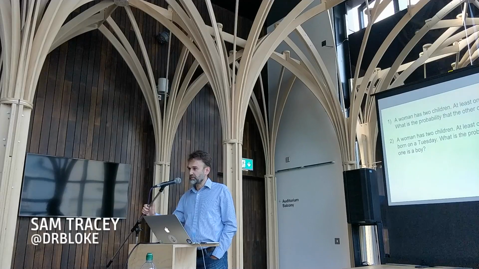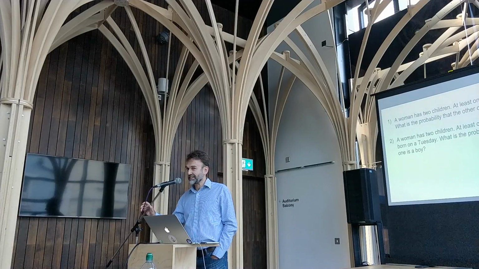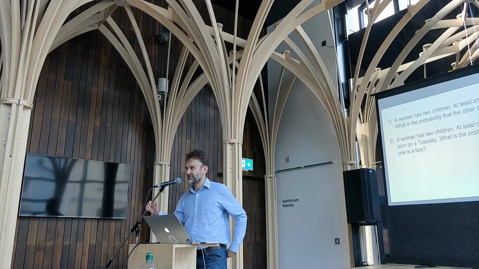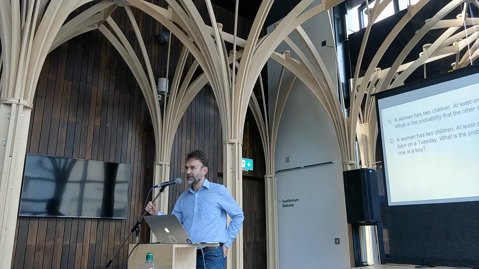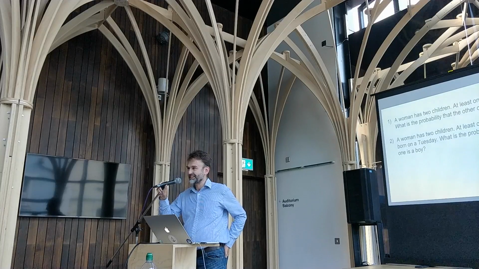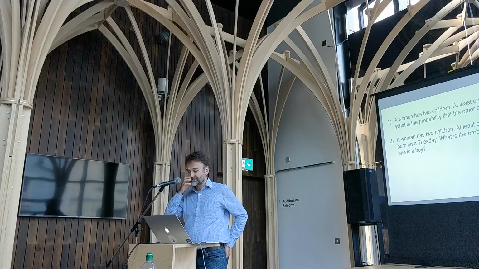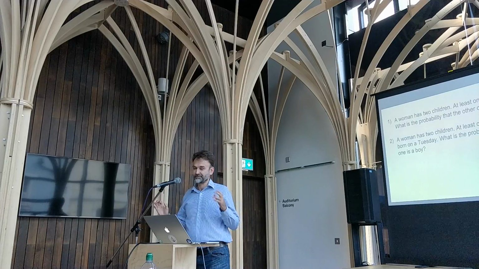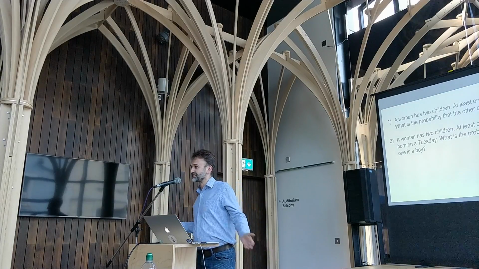I came across this problem quite recently, and I had to work it into my talk, and I'm going to try and use functional programming to solve it later on. But I'm curious as to if anyone's got any thoughts. So the first question there: a woman has 2 children and at least one of them is a boy. What is the probability that the other one is a boy? So any thoughts, ideas? Yeah?